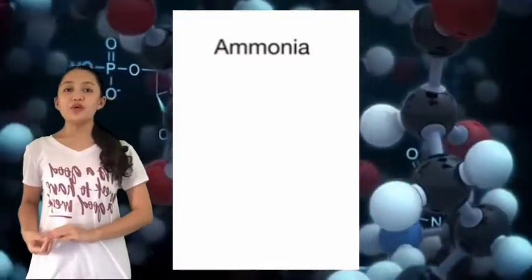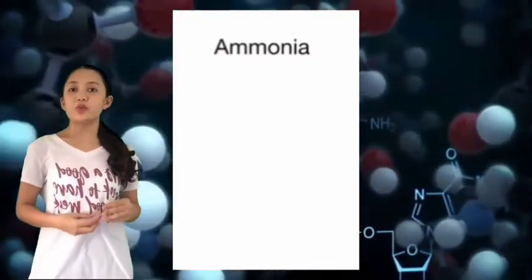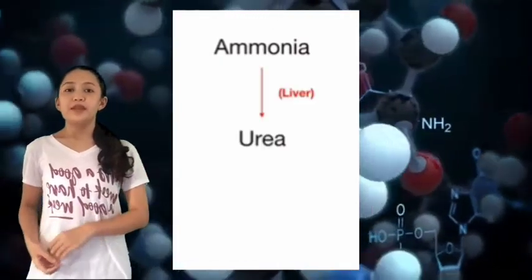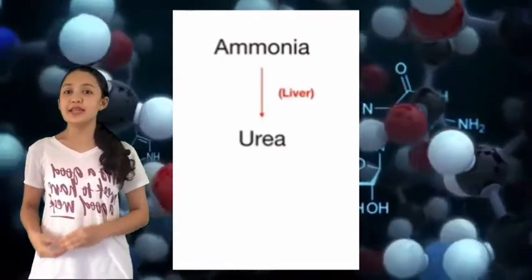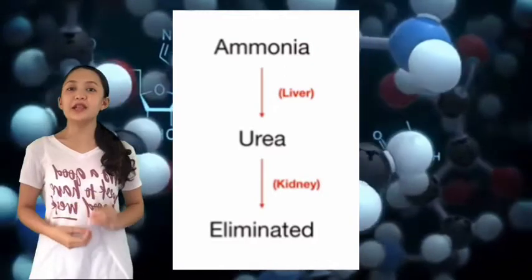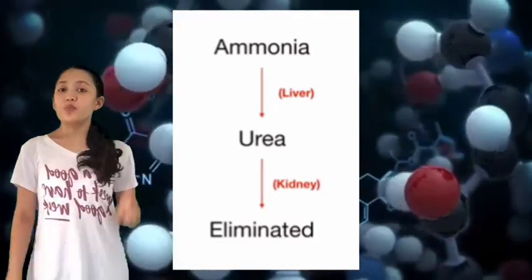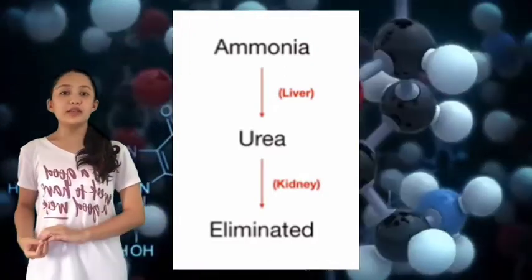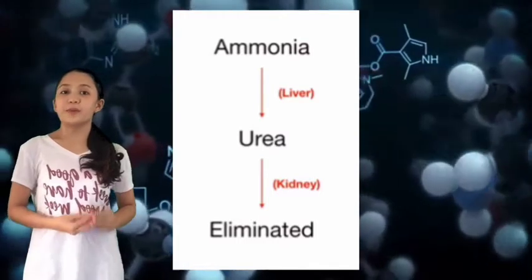So now ammonia is sent to the liver where it will be turned into urea. The urea is then sent to the kidney and eliminated from the body. Remember, only the kidney can eliminate urea from the body.